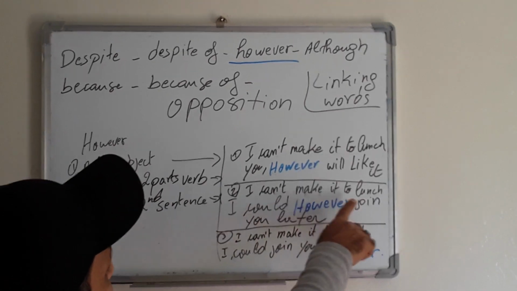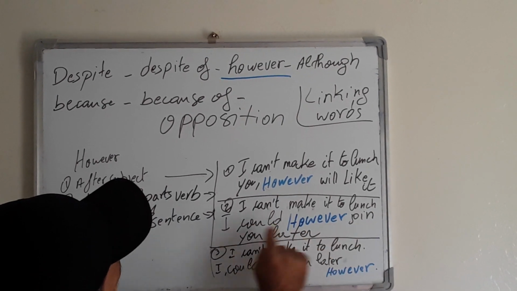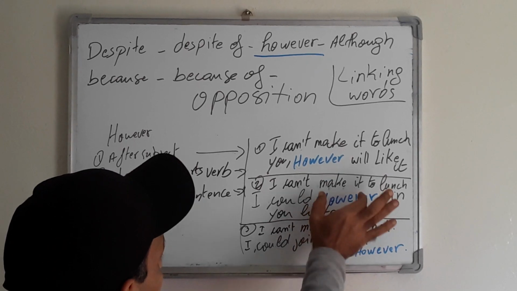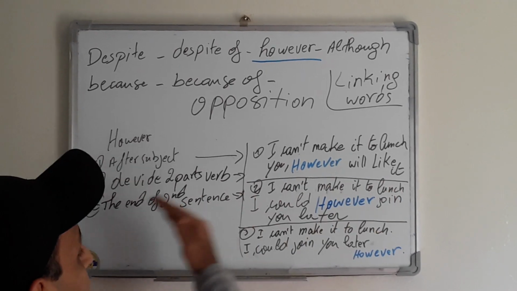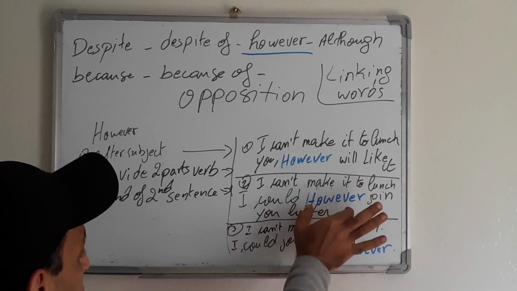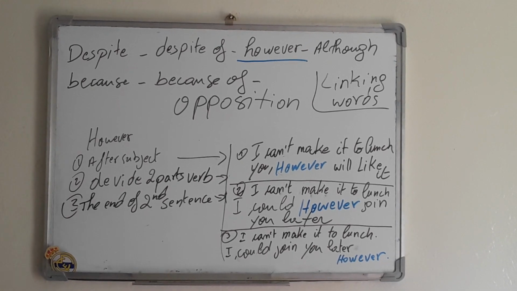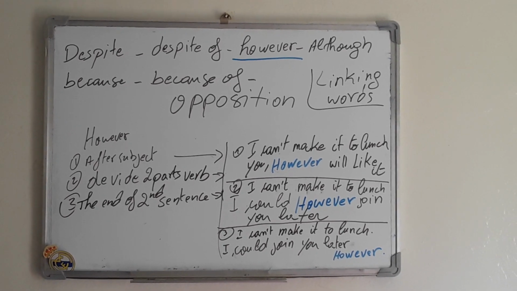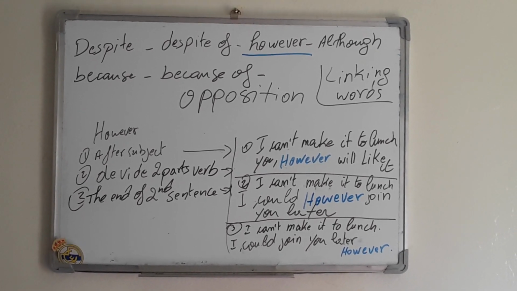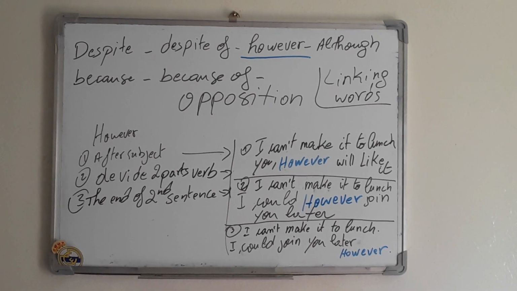I can't make it to lunch. I could, however, join. So this is the verb: I could join, but we can put however in between to divide it. You see, there are two parts of the verb, could join, and we can put it between. I can't make it to lunch, however, or I could, however, join you later.